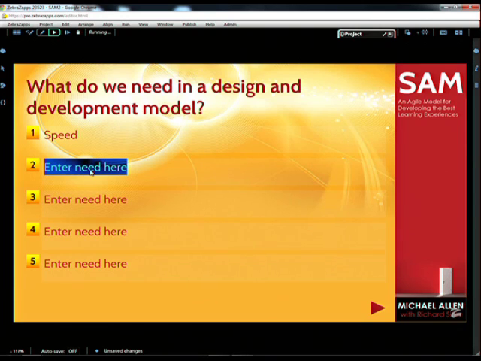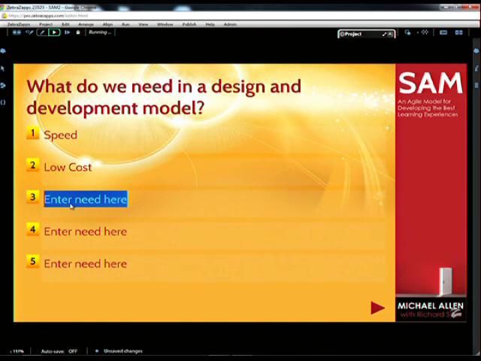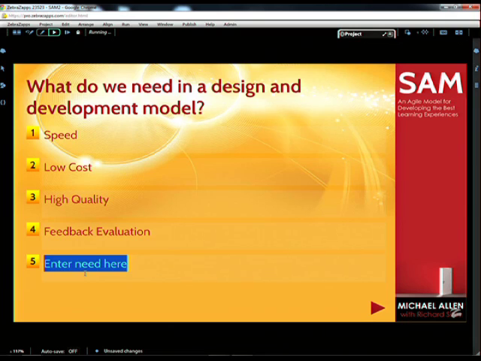Low cost. Yeah. We want to make really good use of our resources. High quality, in terms of the product that we produce, right? So high quality. Something about evaluation. Feedback evaluation, absolutely. Fun, engaging. Fun and engaging. Oh, you guys, I like you guys. This is good, because I think this is just a great list.